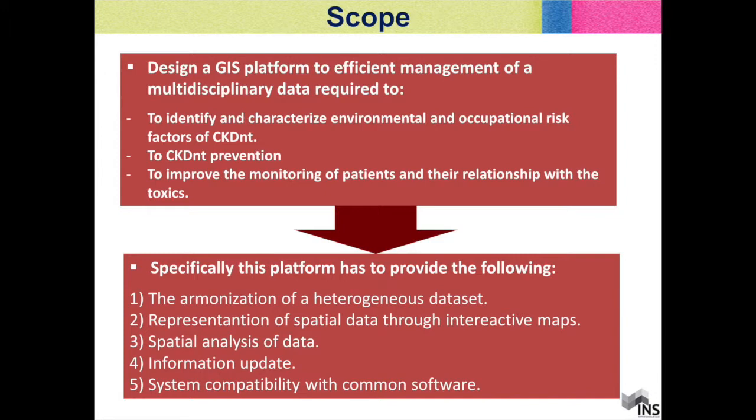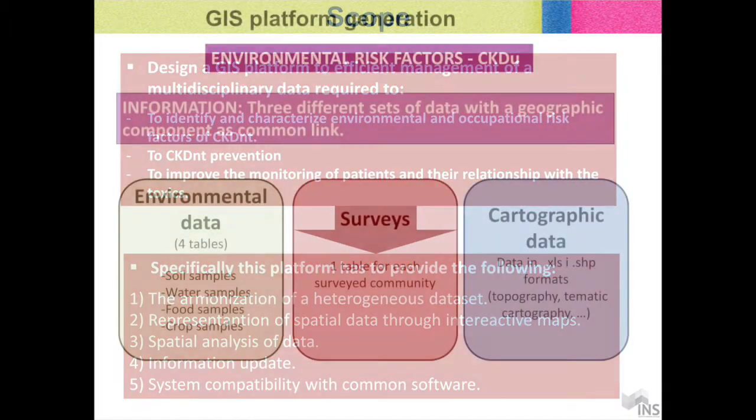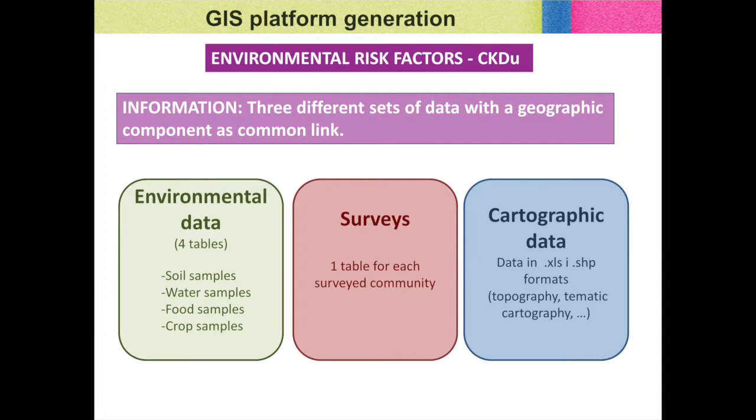To carry out this objective, the GIS platform had to provide tools to facilitate the harmonization of a heterogeneous dataset, tools to represent the spatial data through interactive maps, and tools for data analysis. Then, this platform has to be open for updating data, and finally, it has to be compatible with common software. The first step to build a GIS platform is to develop databases of geo-referenced information.